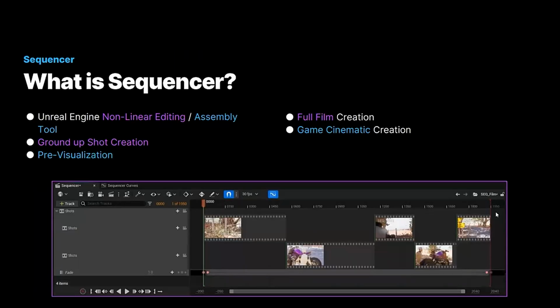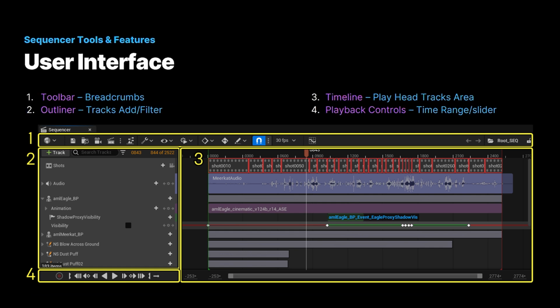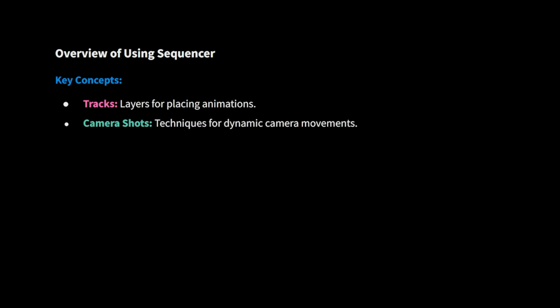Our main tool is going to be the sequencer. Sequencer's timeline is the heart of your cinematic animations. Here, you will manage all your animations using tracks, keyframes, and shots. Tracks are the layers where you place your animations. Each track can represent different elements such as cameras, characters, or objects.